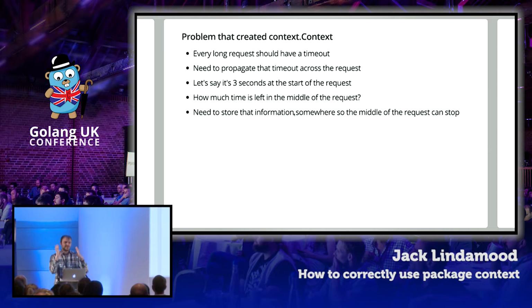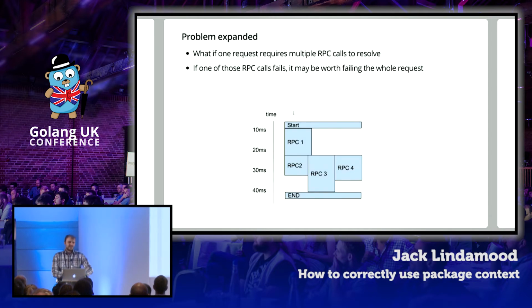So there needs to be some piece of information that holds that timeout. Maybe your request comes into your microservice or your HTTP server and you say, I don't want to take more than 3 seconds. Further down your call stack, how much longer do you have left for this second call, 10 or 20 RPC calls down the stack? You need to store that somewhere, some place to communicate that. And the problem gets expanded if your service is making multiple RPC calls in parallel.